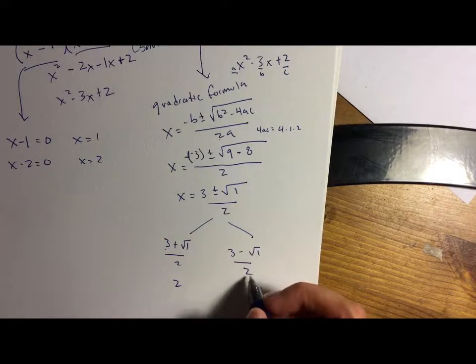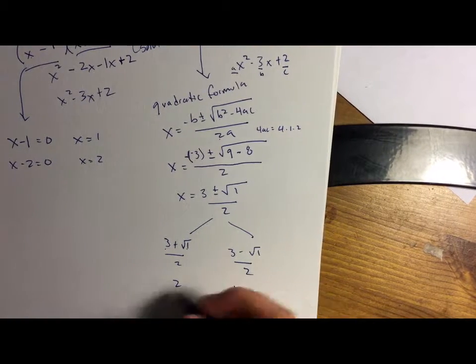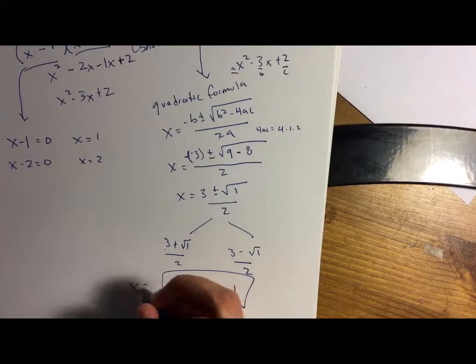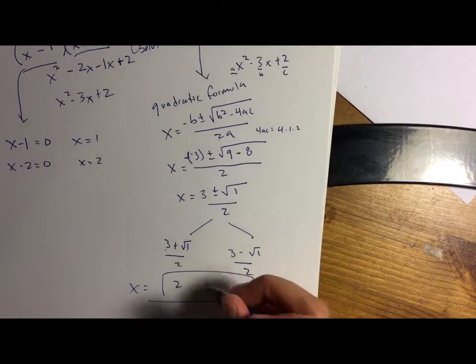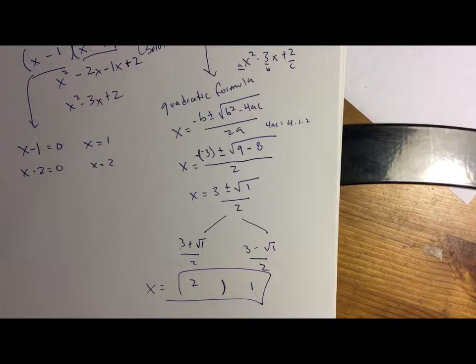3 minus 1 is 2, over 2 is 1. And look at that, we got the same answers. X equals 2 and 1. That's a comma. All right, cool. So that's the quadratic formula.